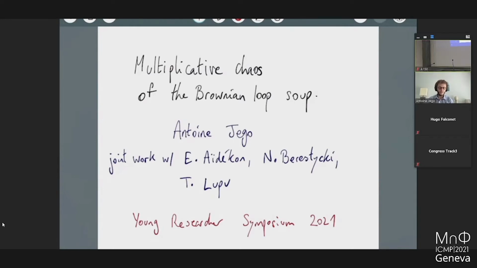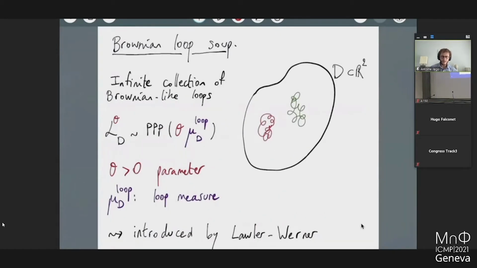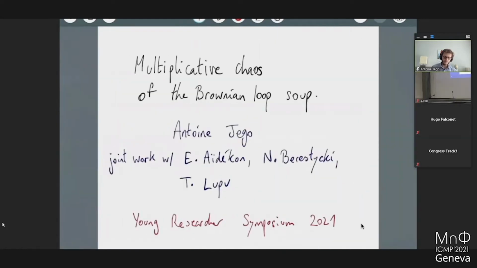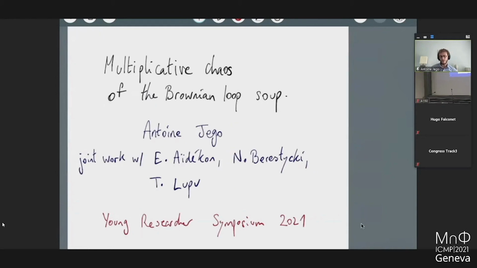And I will talk about multiplicative chaos of the Brownian loop soup. This is joint work with Elia Decon, Nathaniel Verestiki, and Titus Lepu. So I will start by introducing Brownian loop soup. And so we'll see that this work is mainly about a relationship between two objects, Brownian loop soup and Liouville measure. And so we'll start by introducing these two objects.